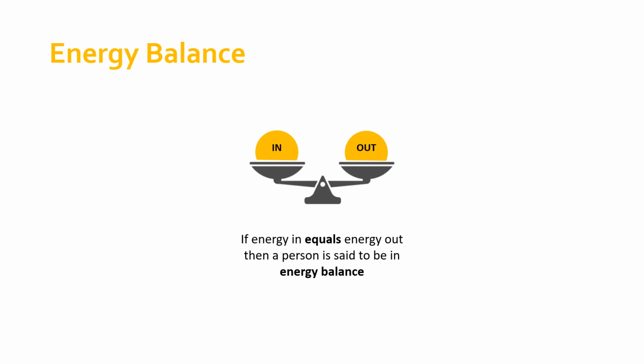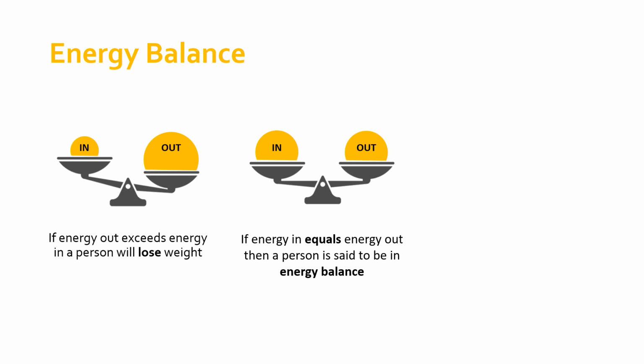Now, obviously, we can manipulate this by either changing the amount of food that we eat, the amount of energy that comes in, or the amount of exercise that we do, which is the energy going out. So, for example, if we decide to do a whole load of running or a whole load of weights or whatever, and the energy that we're expending exceeds the energy that's coming in, well, as you can imagine, we will start to lose weight because we're using more energy than we are replacing. So if the energy out exceeds the energy in, then a person will lose weight.